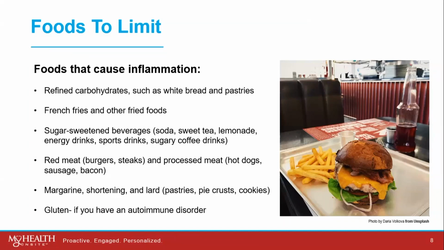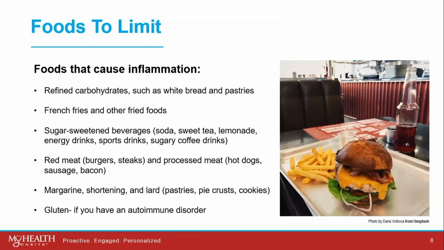white bread, pastries, and other types of refined carbs, white pasta, crackers, things like that, can cause inflammation, as well as other fried foods. So not just French fries, but fried fish, fried chicken, anything that's deep fried, which includes donuts as well. All types of sugary beverages, including soda, sweet tea, lemonade, energy drinks, sports drinks, sugary coffee drinks.